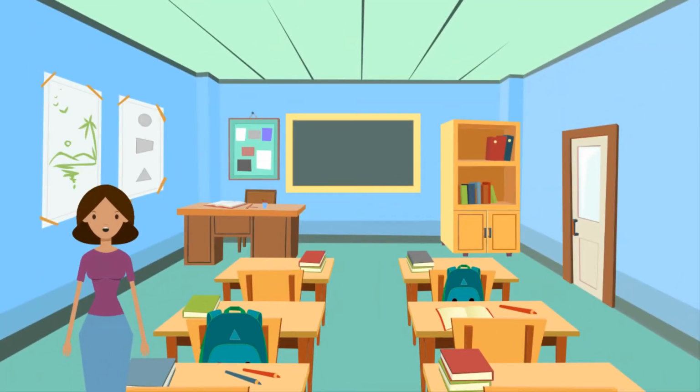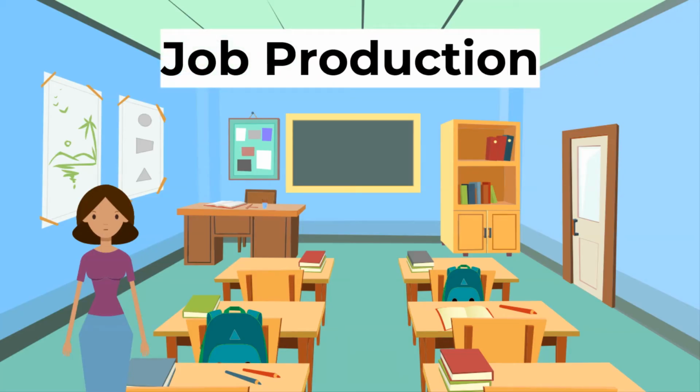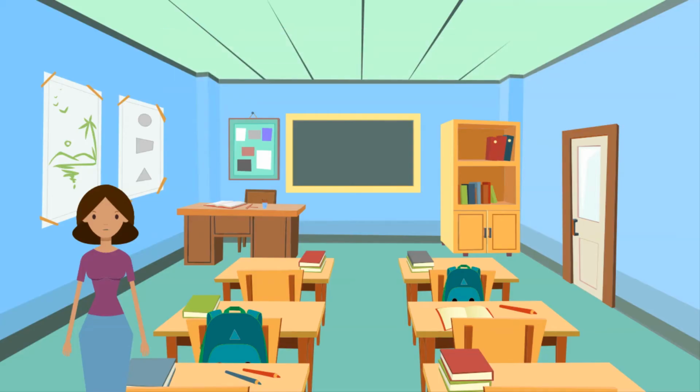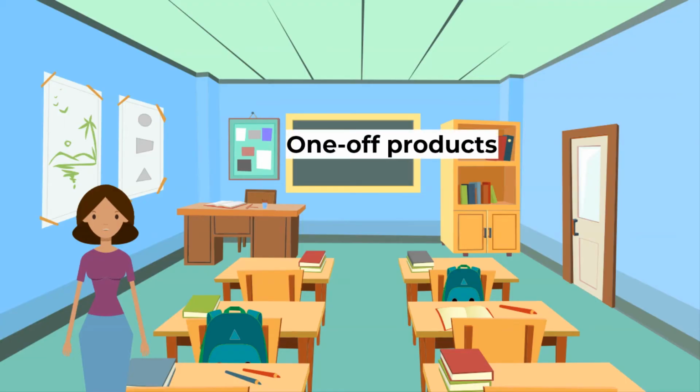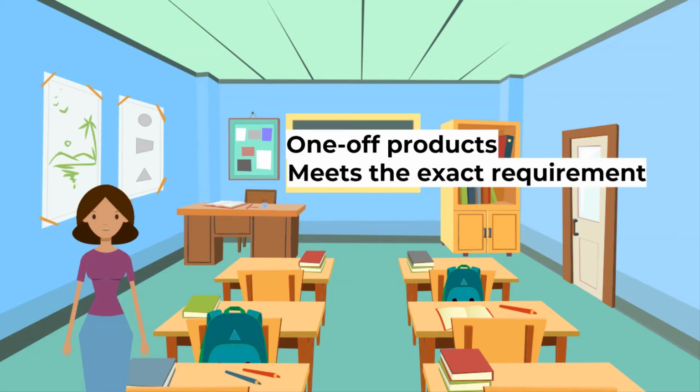Now let's look at different methods of production. Job production. Products are made specifically to order, customized for each customer. Examples are wedding cakes, made to measure suits and films. Advantages. Most suitable for one-off products and personal services. The product meets the exact requirement of the customer.